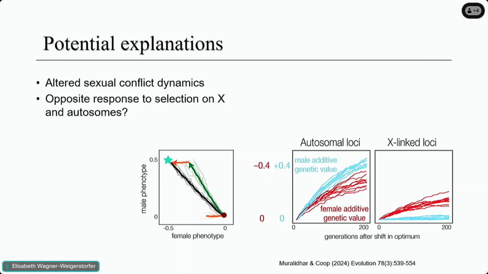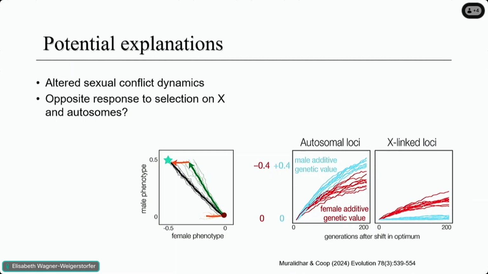And that's what's shown on the right here, that autosomal loci tend to be biased towards the male additive genetic value, and X-linked loci tend to be biased towards the female genetic value. Because we reversed the selection pressures on the X in our experiment, then maybe this is what we're seeing, that the X was contributing loci for smaller male size, and that the autosomes were compensating so that the females weren't changing in size in the experimental populations.